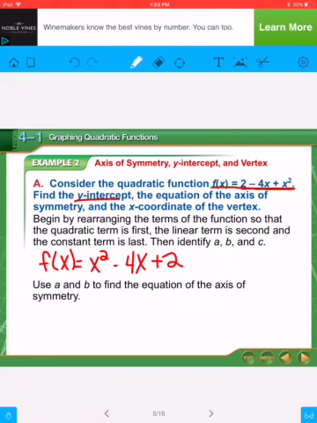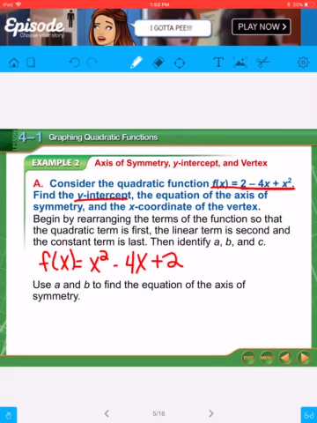We can find the y-intercept really easily because it's always c. So our y-intercept is 0, 2. It's the point 0, 2. That is where we're crossing the y-axis.